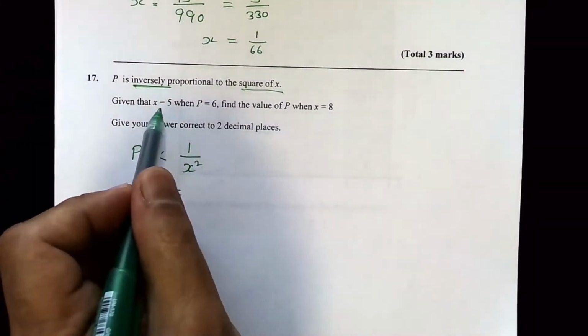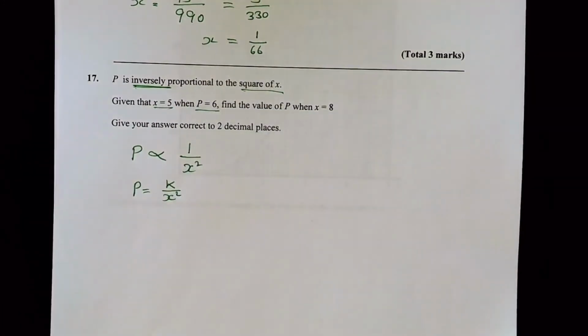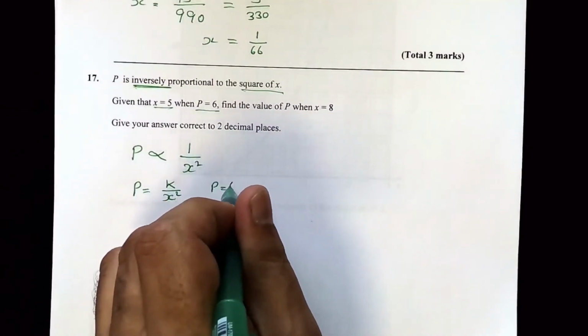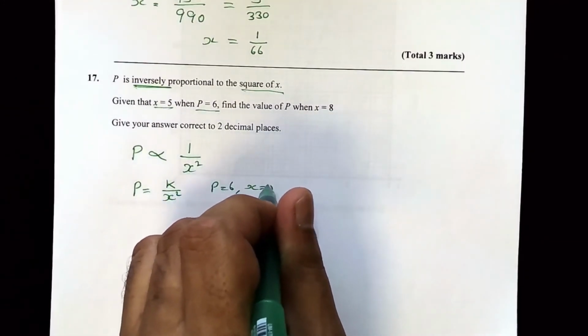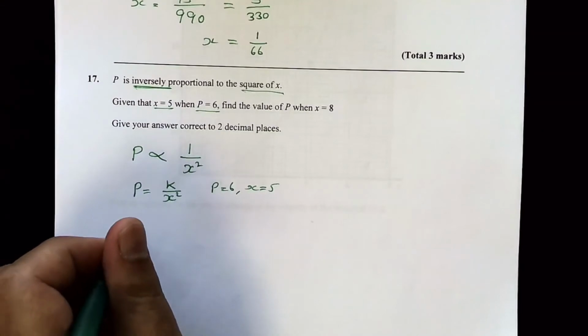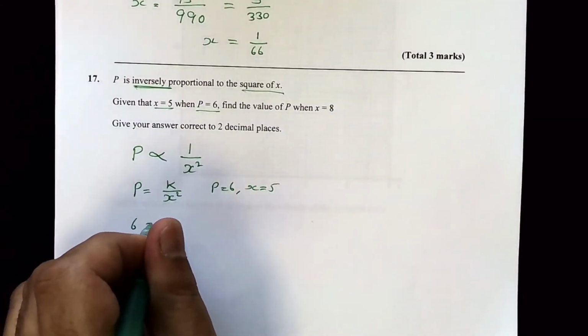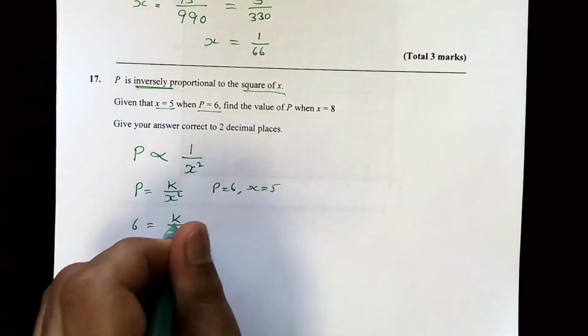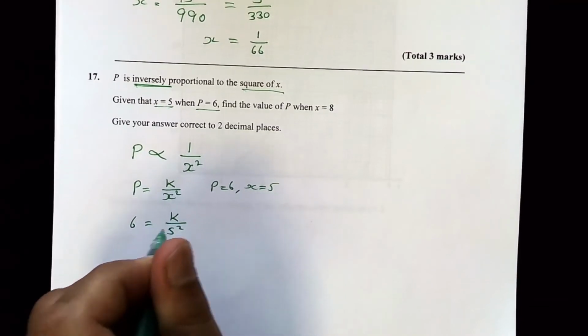Now in the question we're told x equals 5 when p equals 6. So p equals 6 and x equals 5. So I'm going to substitute that into my equation to work out the value of k. So p, 6, is equal to k divided by 5 squared.